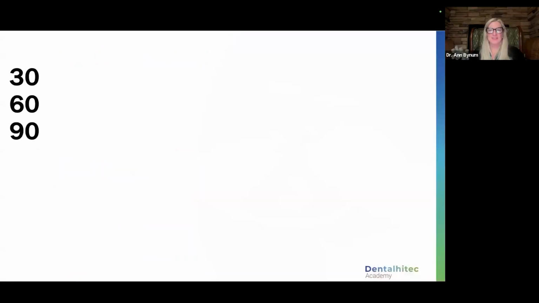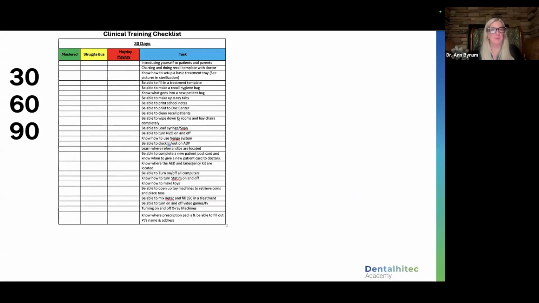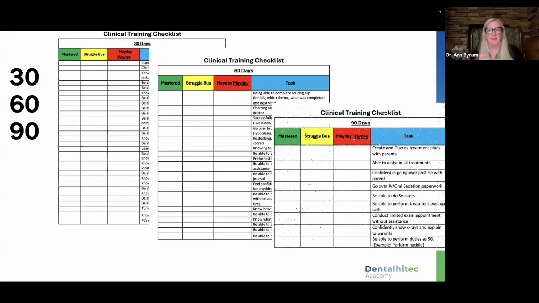All right, first pearl to share tonight. This is mine. This is what we use in our practice to onboard new hires, and we use it for our admin team and our clinical team. We do a 30, 60, 90 training checklist, and we have specific team members who train our new hires. This form follows the new hire, and it gives great communication to know how we need to help. After every 30 days, the new hire will transfer to a new team member to be trained for the next 30 days.